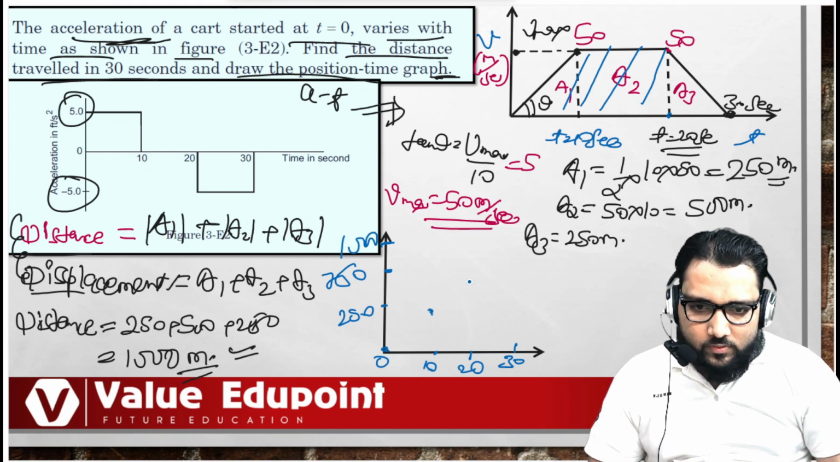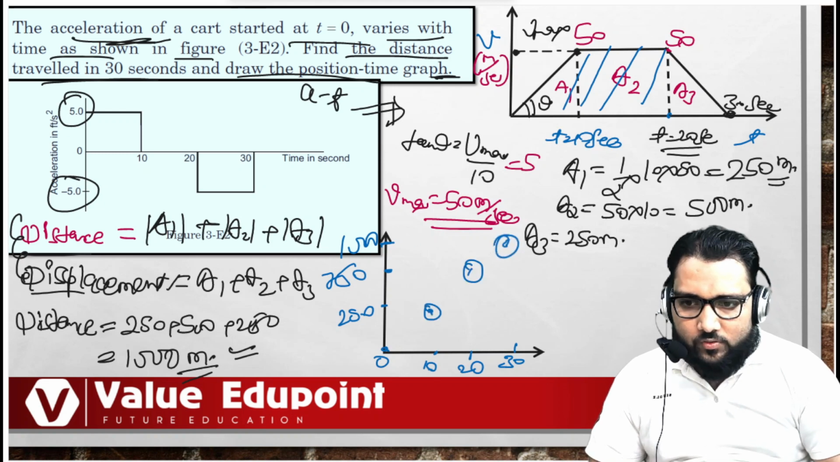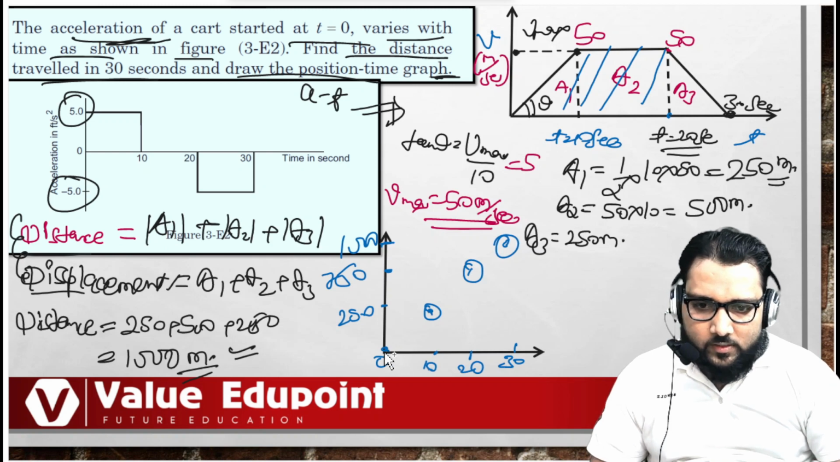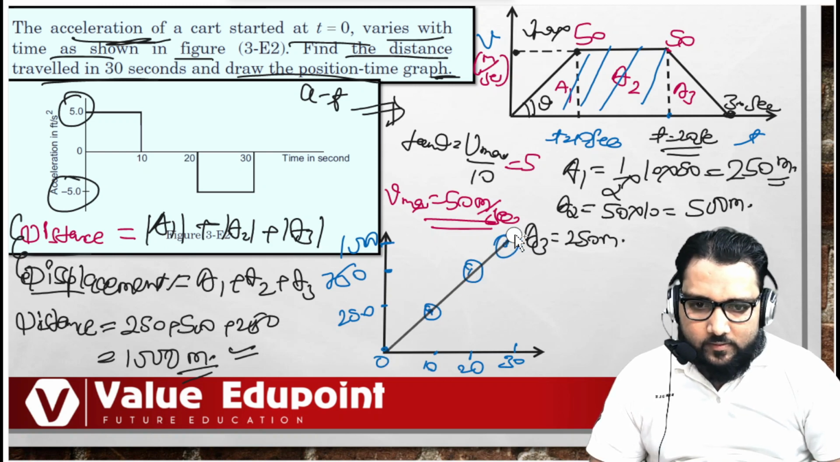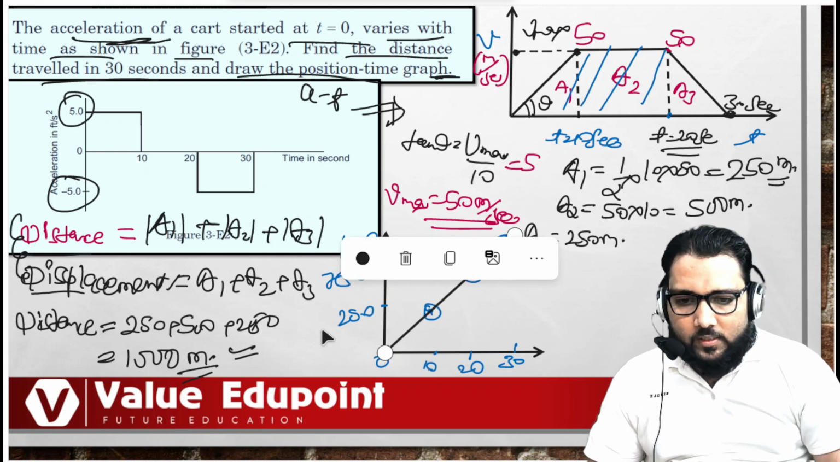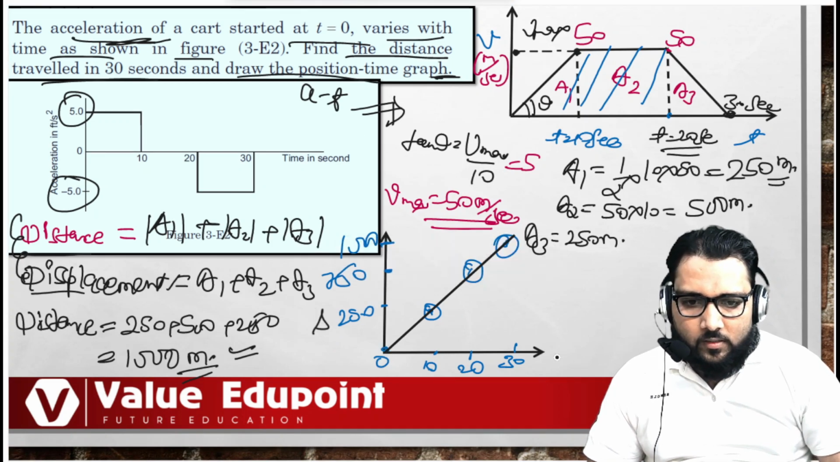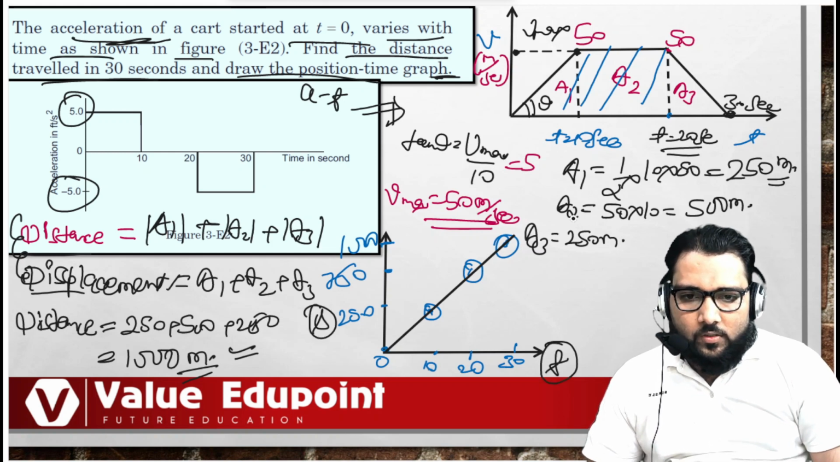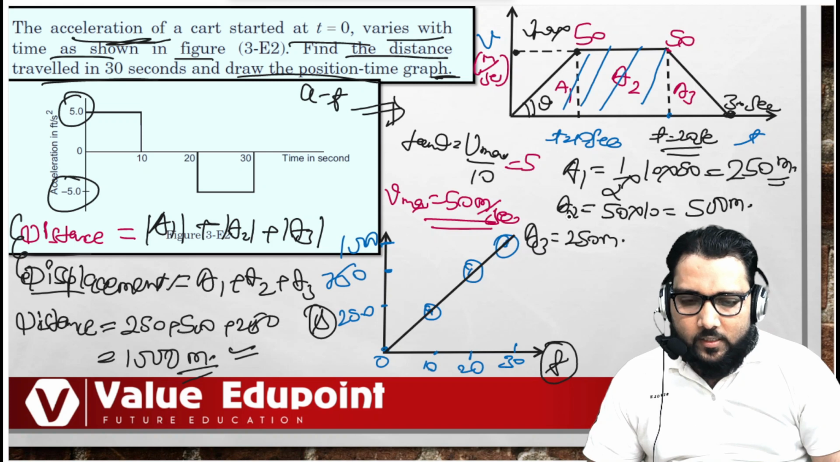When you join these points, you will get a straight line. Is it okay, guys? So this is the position time curve. Okay, guys, is it okay?